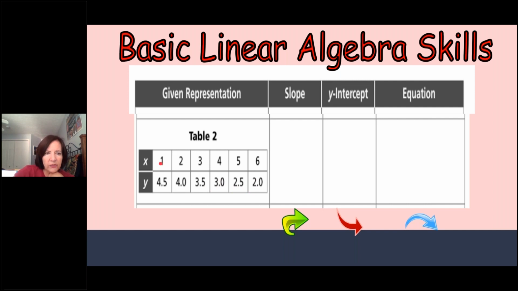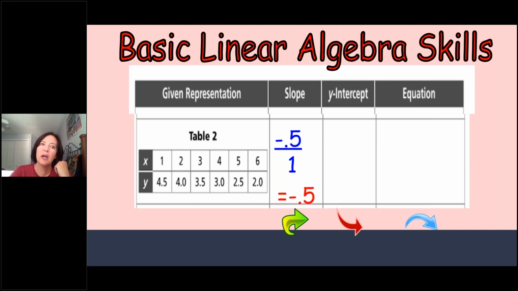Okay. Our x values in this table do what x values do in a lot of tables. They go up by 1 every time. So our slope is going to be the change in y. That was a -0.5 over our change in x, which is 1. So our slope is going to look like this. Mathematicians don't write it like that. Any number over 1 is just itself, so you're going to see it written as a -0.5.